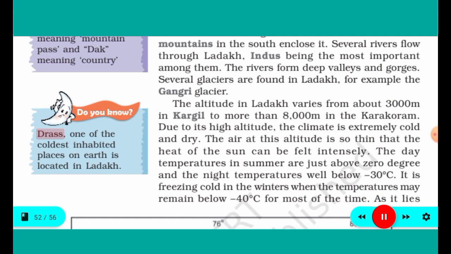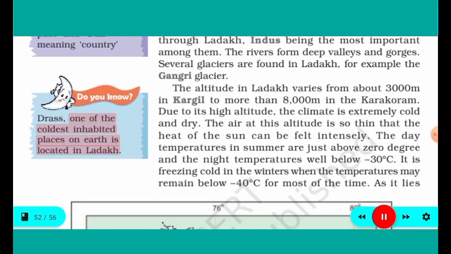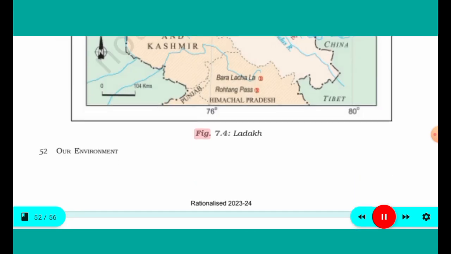Dras. One of the coldest inhabited places on Earth is located in Ladakh. Fig. 7.4. Ladakh.